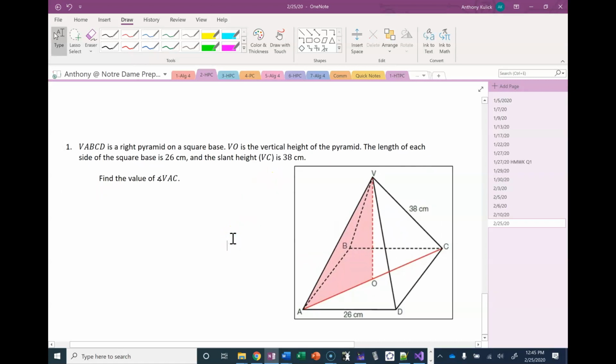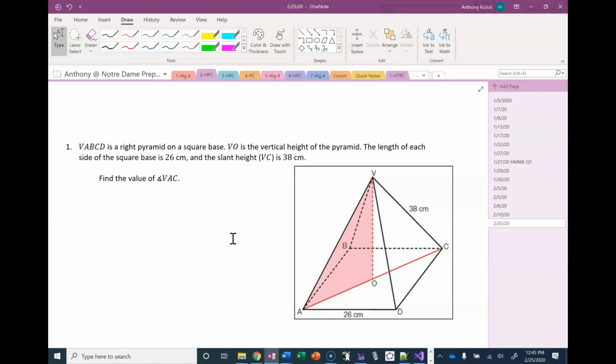All right. We have a right pyramid on a square base. VO is the vertical height. The length of each side of the square is 26. And the slant height, that is VC, is 38. And we want the value for angle VAC.